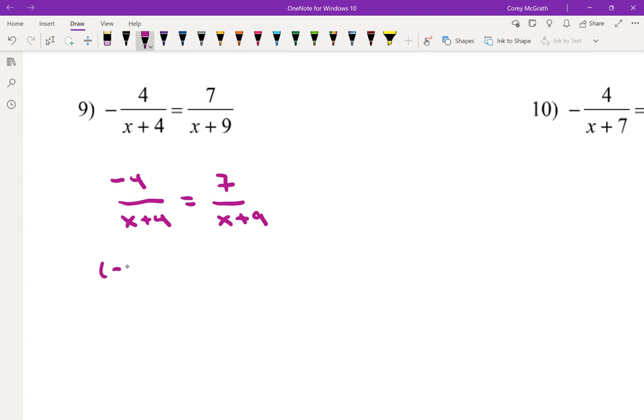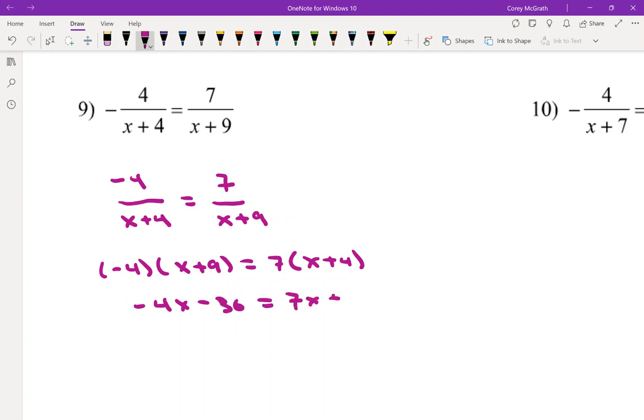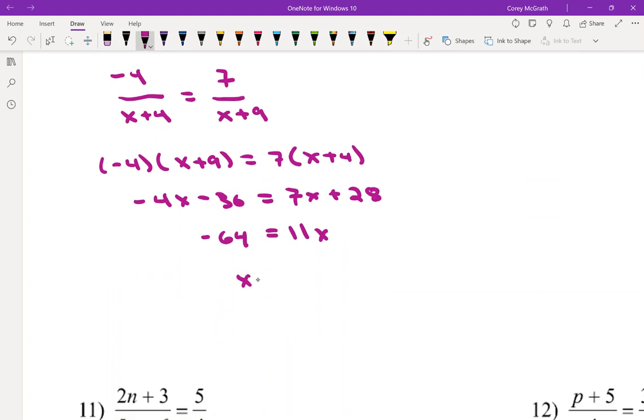Again, with cross products, maybe put a parentheses because it has a negative, whatever you prefer. 7 times x plus 4, negative 4x minus 36. And on the other side, we get 7x and 28. Okay, so over here we get 11x, and on its other side, a negative 64. With a McGrath flip and solving by dividing, we get negative 64 over 11.